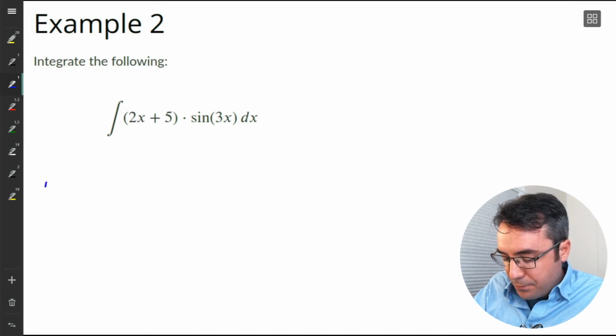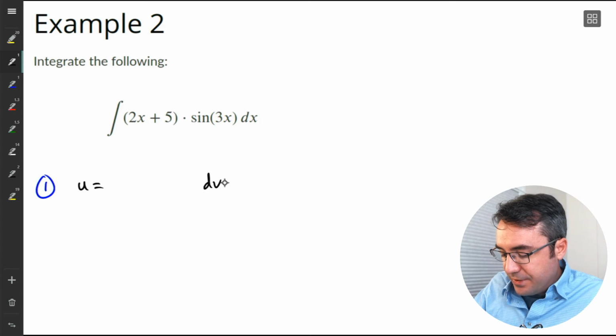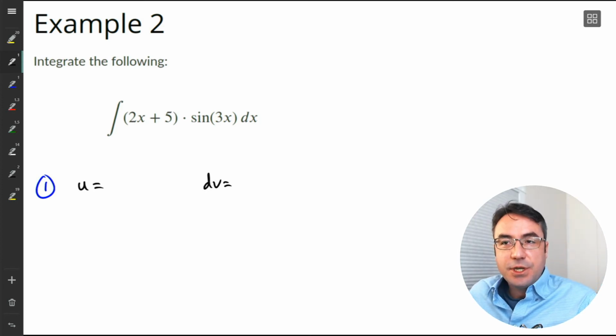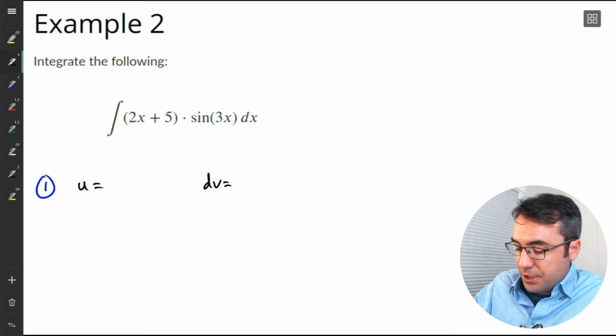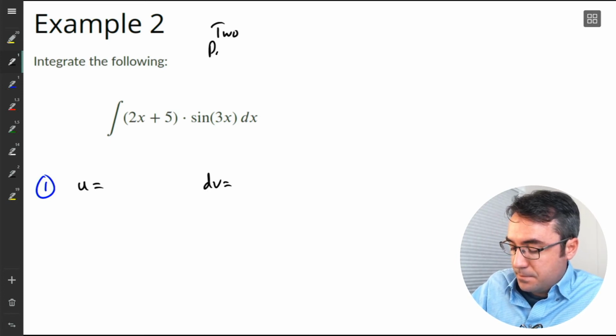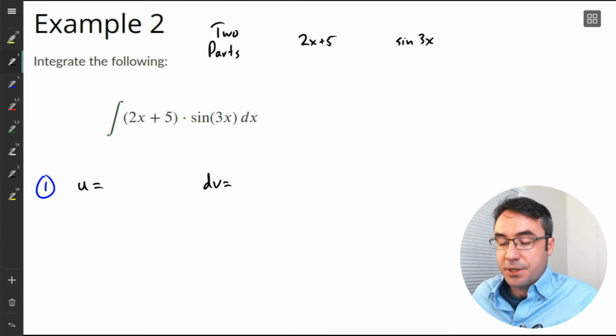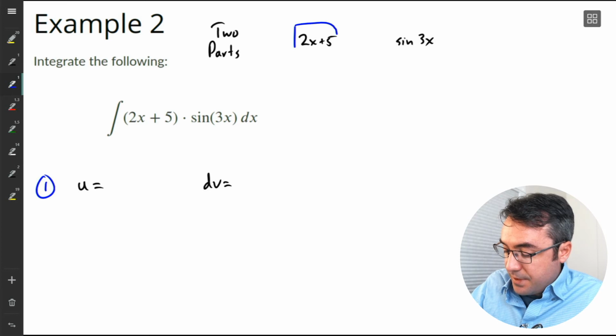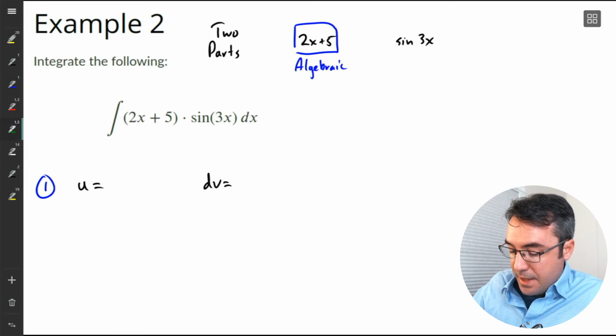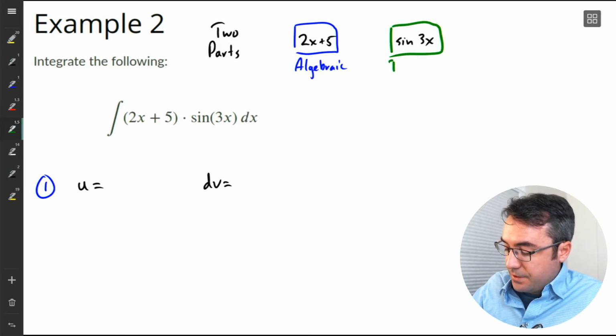All right, so let's start. Step 1, we want to choose u and choose dv. This is generally the hardest part of the problem. Let's write down the two parts of our function. We have 2x plus 5 and sine of 3x. Those are the two parts of our function. Now, 2x plus 5, that's a polynomial, so that's an algebraic function. And then sine of 3x, well, that's a trig function.